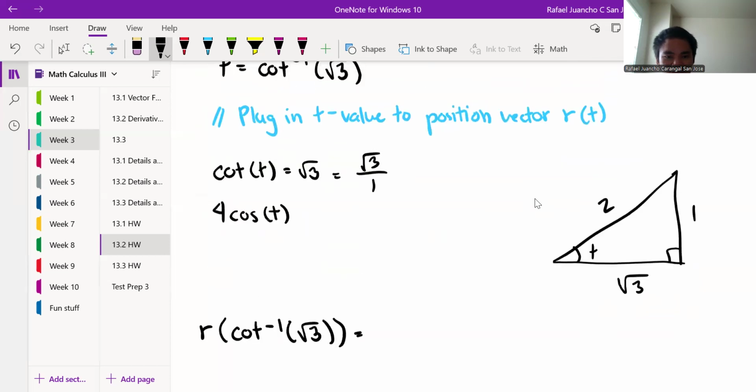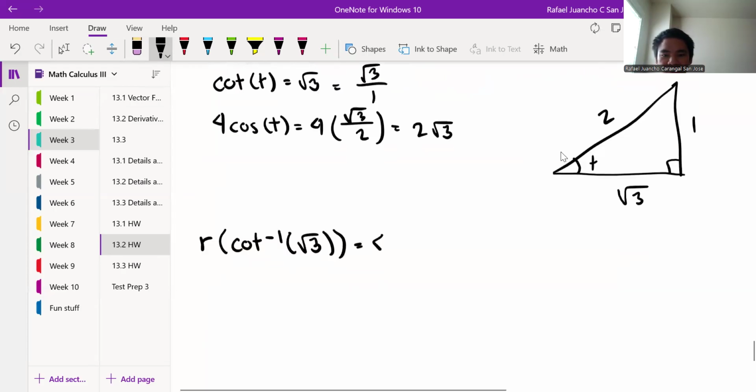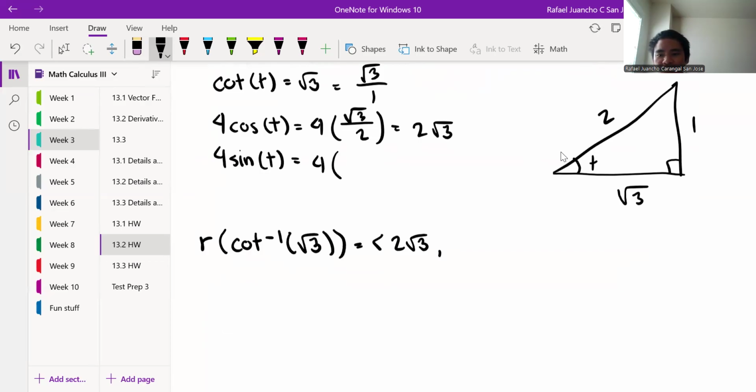So 4 cosine of t is basically what? Well, cosine is adjacent over hypotenuse, so it's square root of 3 over 2. Okay, so 4 times square root of 3 over 2, that's 2 square root of 3. So that's our first one. It's way cleaner. Our next one, we have 4 sine of t. So let's solve for that. Well, we have 4 times opposite over hypotenuse, so 4 times 1/2, we get 2.